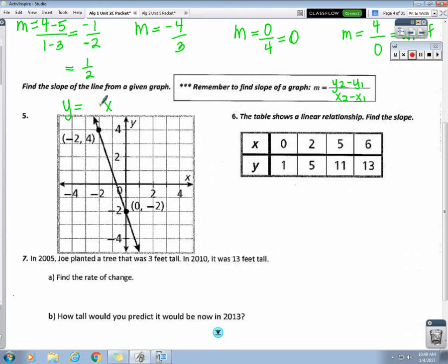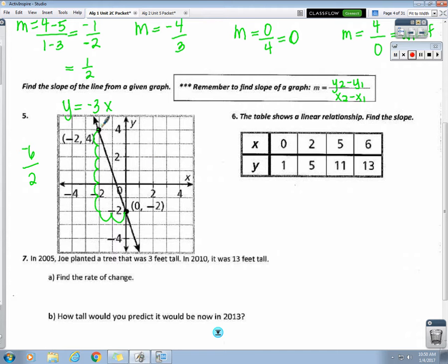To find the m, when you're given a graph, what's the only thing you have to do? Just count, rise over run. To get from the left point to the right point, you have to go what direction first? Down. 1, 2, 3, 4, 5, 6. So down 6 and then over 2. And what does that reduce to? Negative 3 over 1, which is just negative 3, right?